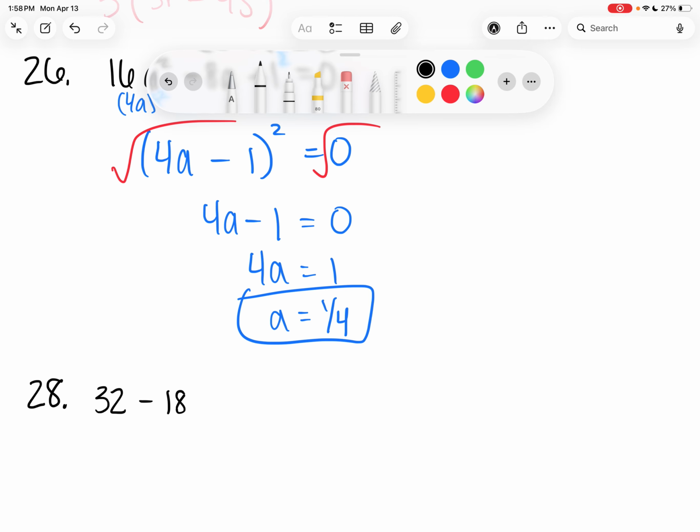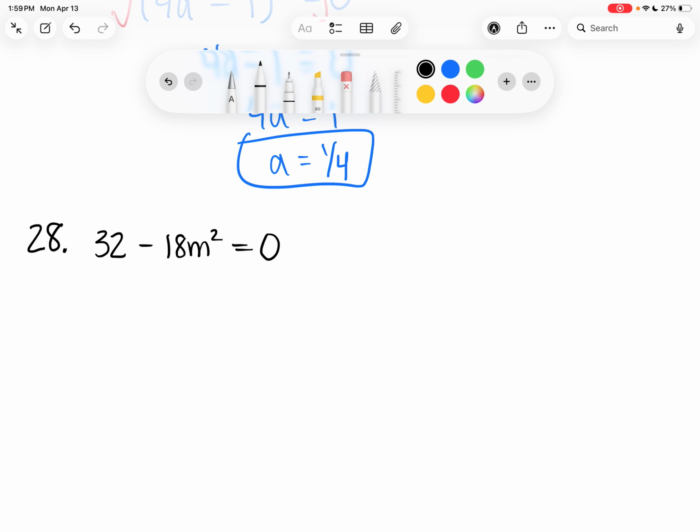32 minus 18m squared equals 0. This is the difference of squares one. Is 32 something squared? Is 18 something squared? No. So you have to divide, take a 2 out. If I take a 2 out, then I'm left with 16 minus 9m squared.